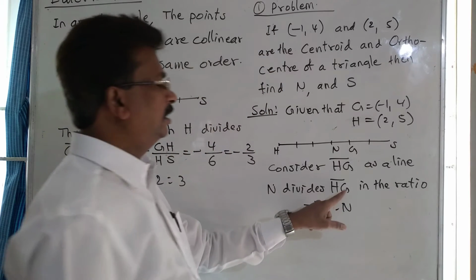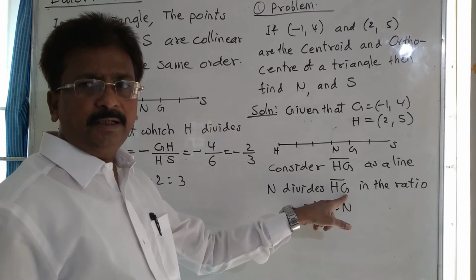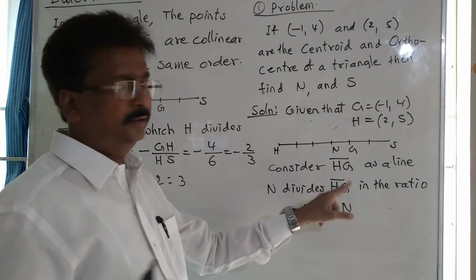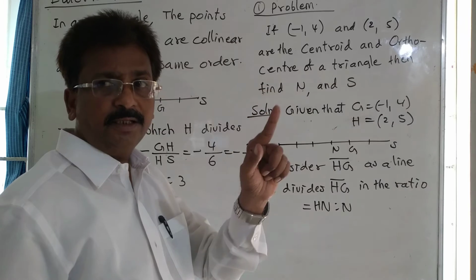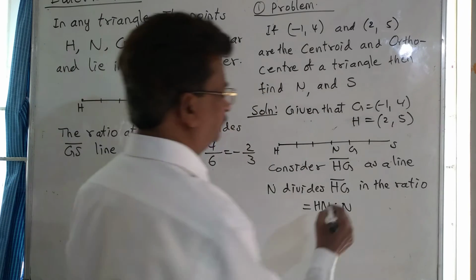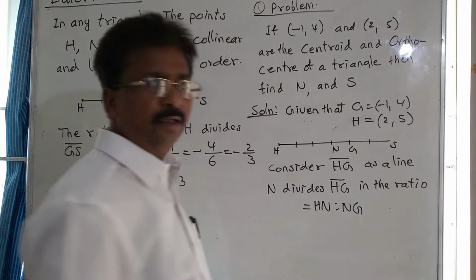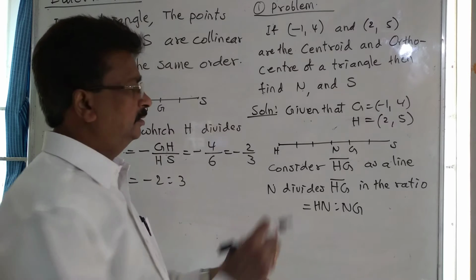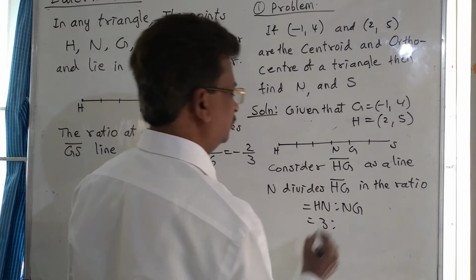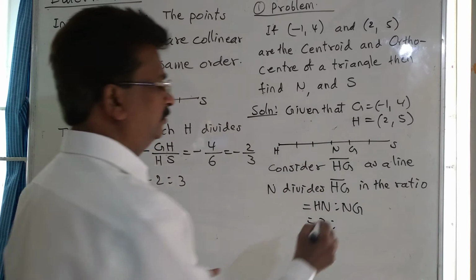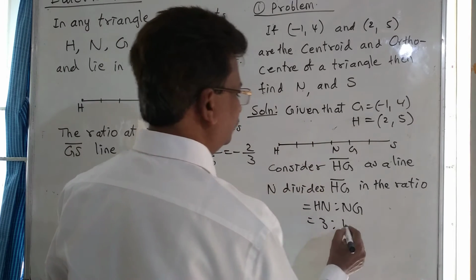And next, what is the second point in the line segment? You have chosen G. అంటే మీరు చూజ్ చేసుకున్న లైన్ సెగ్మెంట్ హెచ్జీ చేసుకున్నారు. సెకండ్ పాయింట్ G. Okay. Now count the HN length. 1, 2, 3 units. And the NG length 1 unit only.